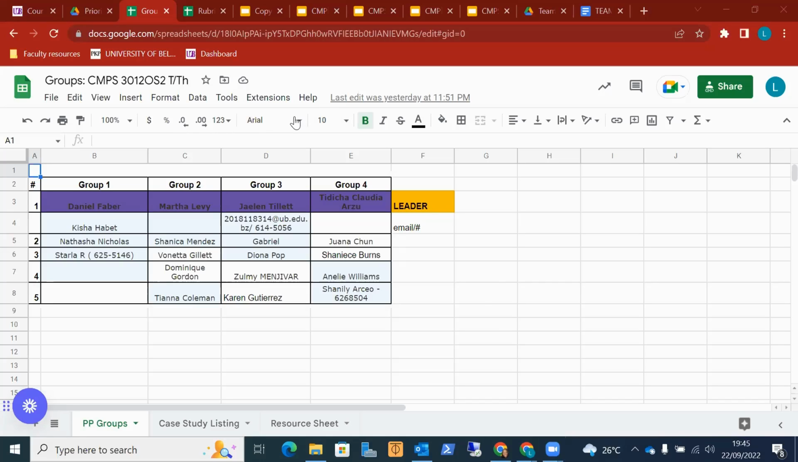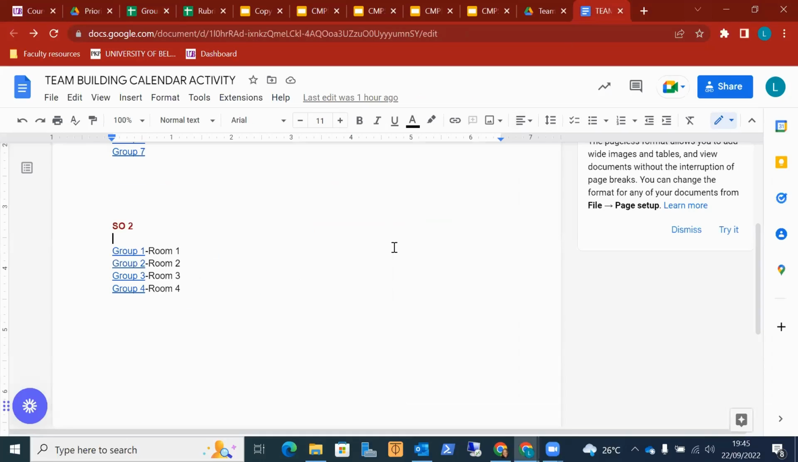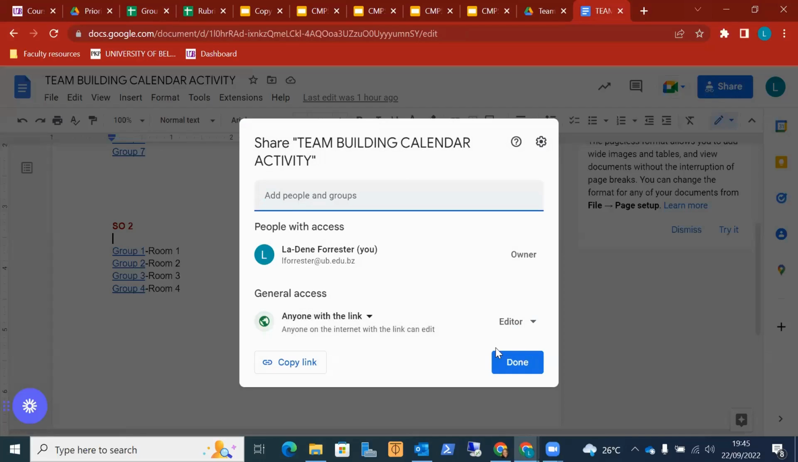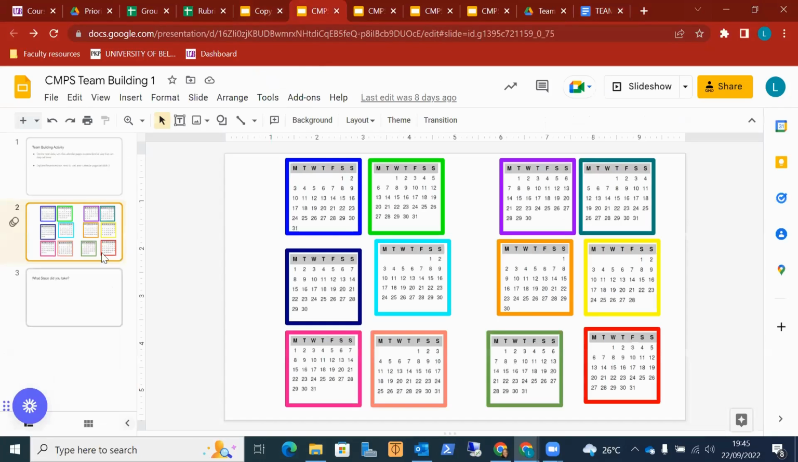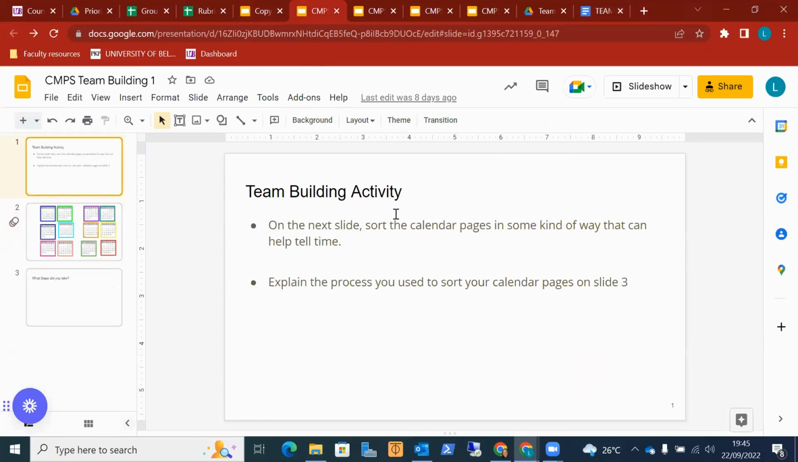Thank you. So I have an activity that I'd like you guys to do, and I'm placing you in random groups for this one. So you might not be in the same major project groups, but the room that you're assigned to is the same number. What you'll be asked to do is to sort the calendars in a way that can help tell time. Now, I'd like to see which group can finish in under 10 minutes.